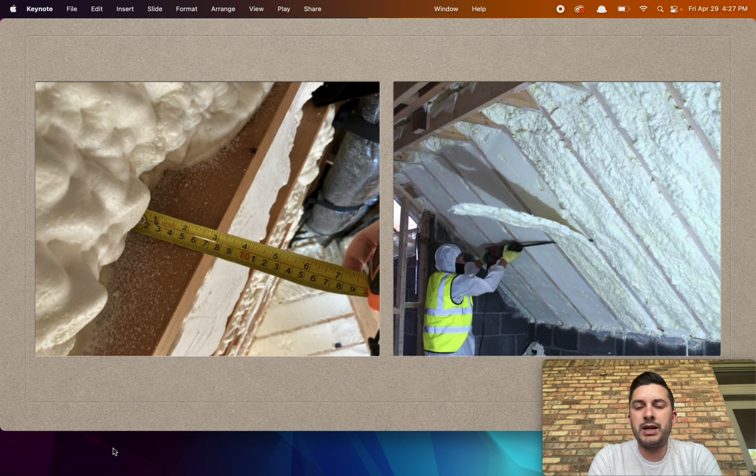So to get the full fill, look on the right. Essentially the installer should be overfilling, overspraying every single rafter bay, joist bay, wall cavity. They need to overfill, and then they come back with this flexible saw and they cut it off flat. So that's what should be done, and that's just talking about getting the right depth of fill.